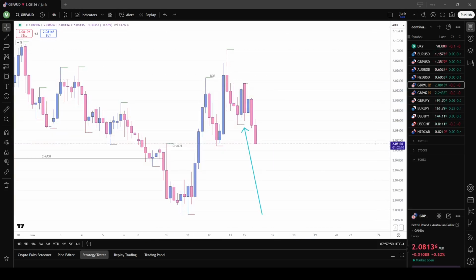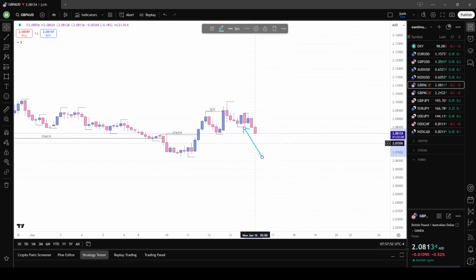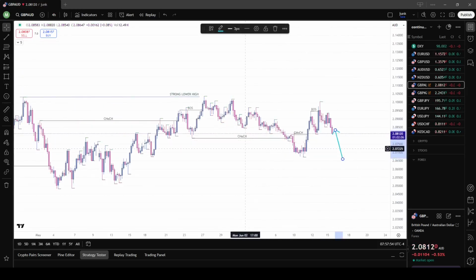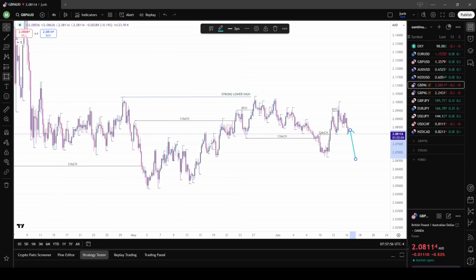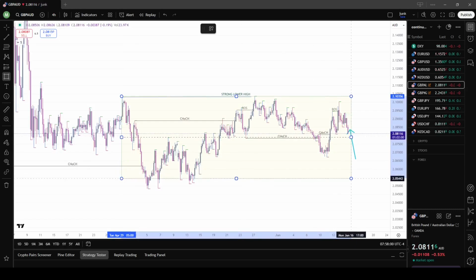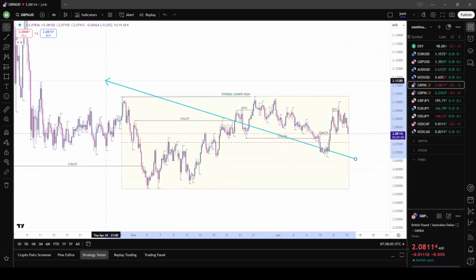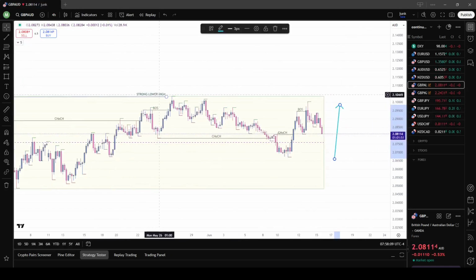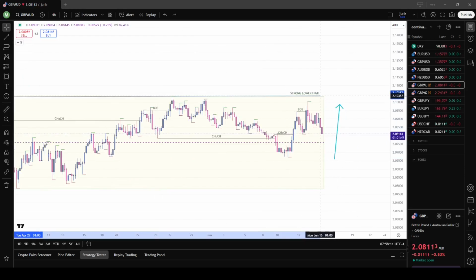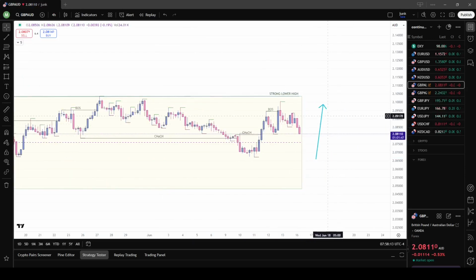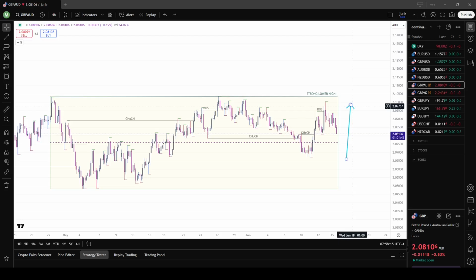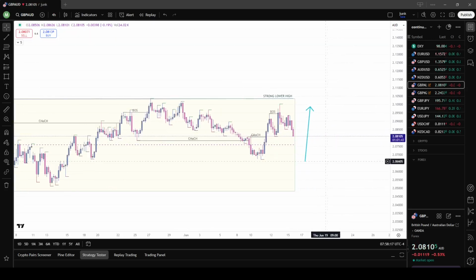GBP AUD. Let's go ahead and map out the current range. Of course, it's been bearish. Came back and retested. Broke structure downside. Came back to retest this lower high. This is still this strong lower high. Waiting to see any push back down right now.